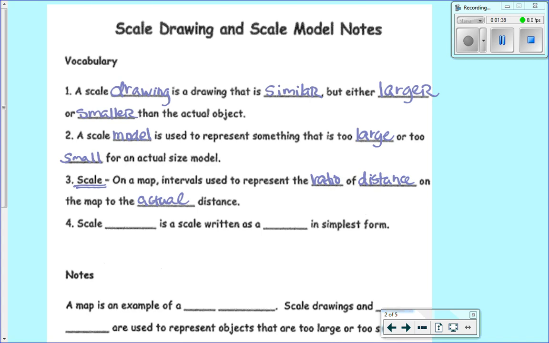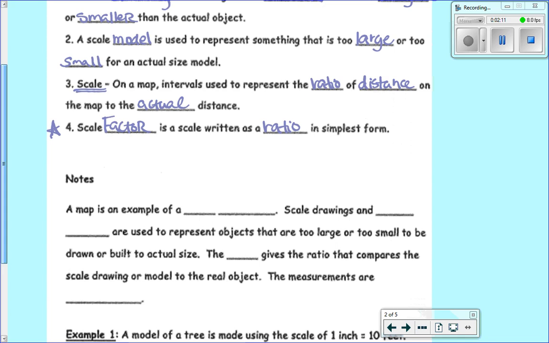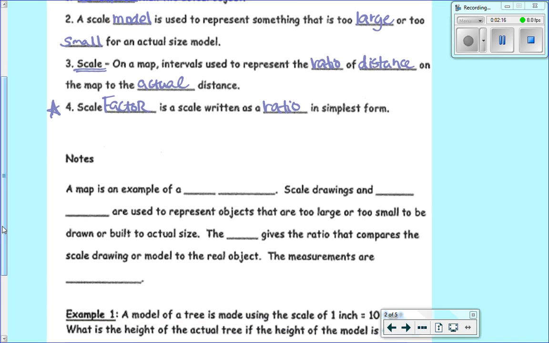All right. Scale factor is a scale written as a ratio in simplest form. We're actually going to spend 2 days next week on that. I think that's Monday and Tuesday. We're going to talk more about scale factor. Actually, Tuesday and Wednesday. Monday is dismissal. You have a project coming up, and so we'll look at scale drawings and scale factor. There's some more figures. All right.